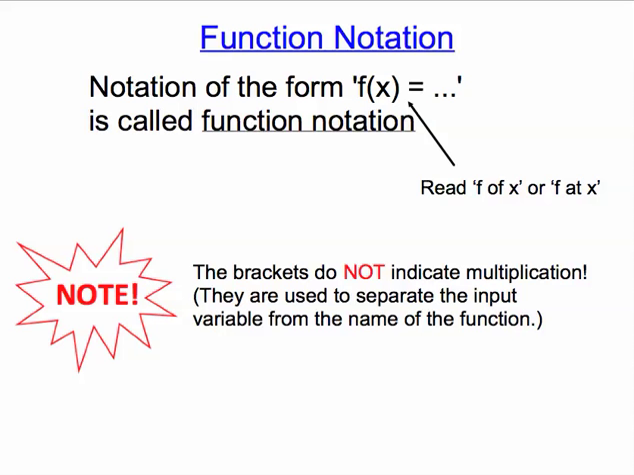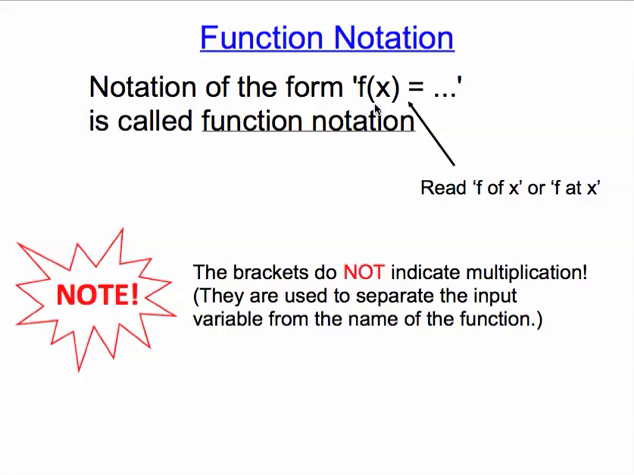Okay, a few more points about function notation. We introduced it in the last video, and we said that notation of the form f of x is equal to something is called function notation. And this can be read f of x or f at x, and you'll probably hear both from different people or at different times. We said that f is the name of the function, and x is the input variable.